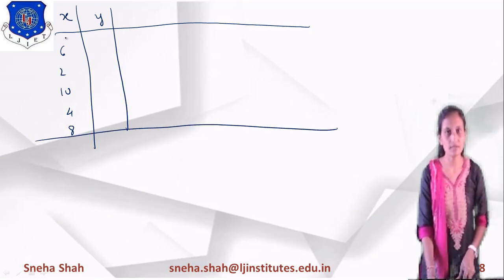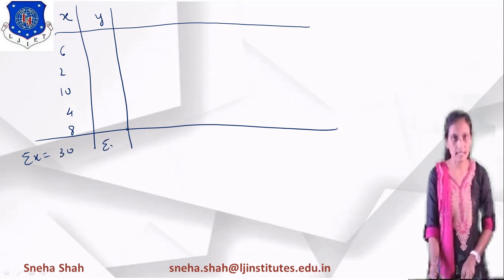Now, if I add all these values, it will give us the answer of summation x. The value of summation x we had already found equals 30. What is summation y? Its value is 40. We had already found it in the last slide, right? Now the values of y are 9, 11, 5, 8 and 7.